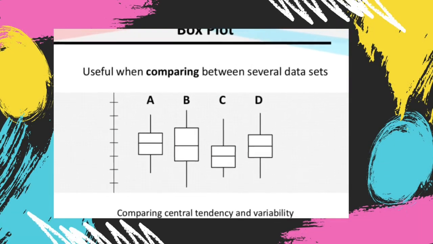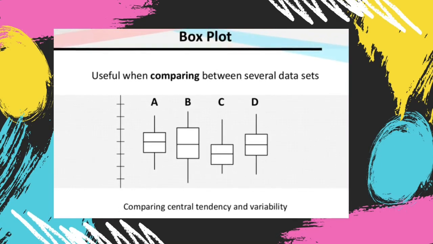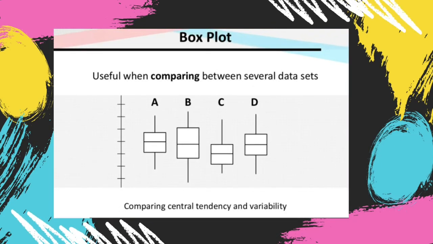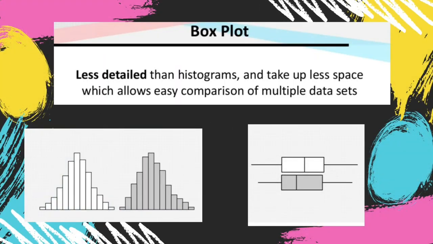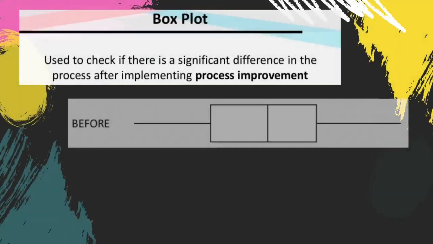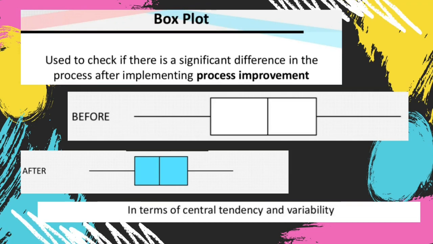Useful when comparing between several data sets. Comparing central tendency and variability. Less detailed than histograms and take up less space, which allows easy comparison of multiple data sets. Used to check if there is a significant difference in the process after implementing process improvement.